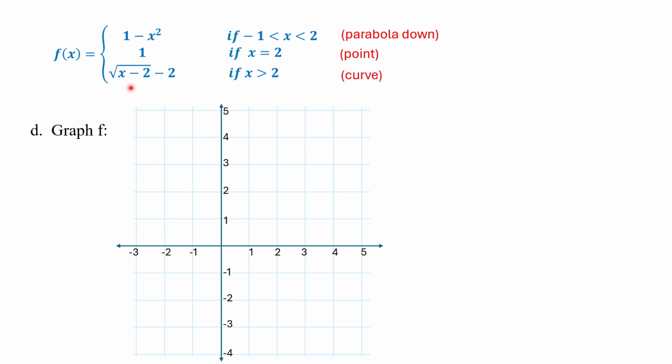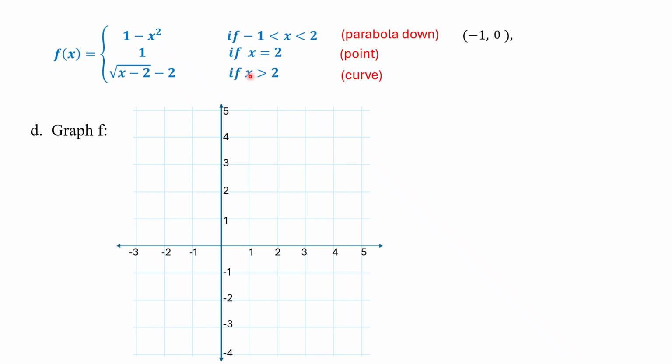So let us start graphing the parabola. Since the domain is from -1 up to 2, we will start at the endpoints -1 and 2. Even though -1 and 2 are not included, we will just make them open points since these are the boundary points. So when x is equal to -1, just place -1 in x.